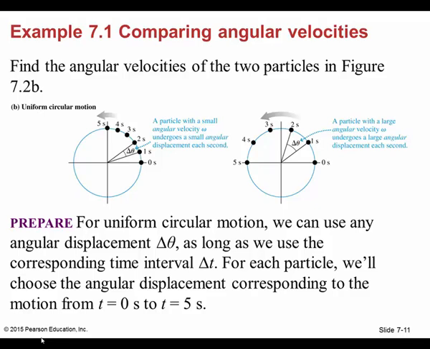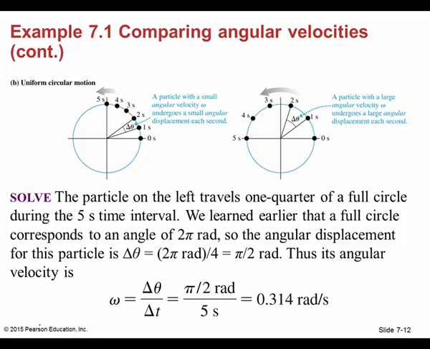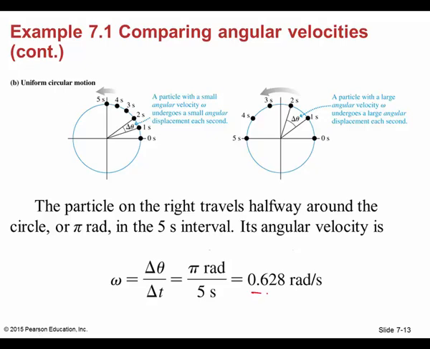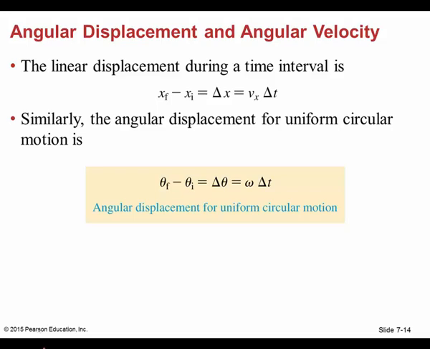Now here they give an example for uniform circular motion. We can say angular displacement is the change in theta as long as we use a corresponding time interval. For each particle, choose the angular displacement corresponding to the motion from time 1 to time 5 seconds. From here, 1 to 5, it's pi over 2, isn't it? So it's pi over 2 radians in 5 seconds, and there's your answer, 0.314. The next one goes from here to here, which is pi. Notice it has a much greater angular velocity, 0.62 radians per second, because it covered a greater arc length. All right, now angular displacement, how do we find it?